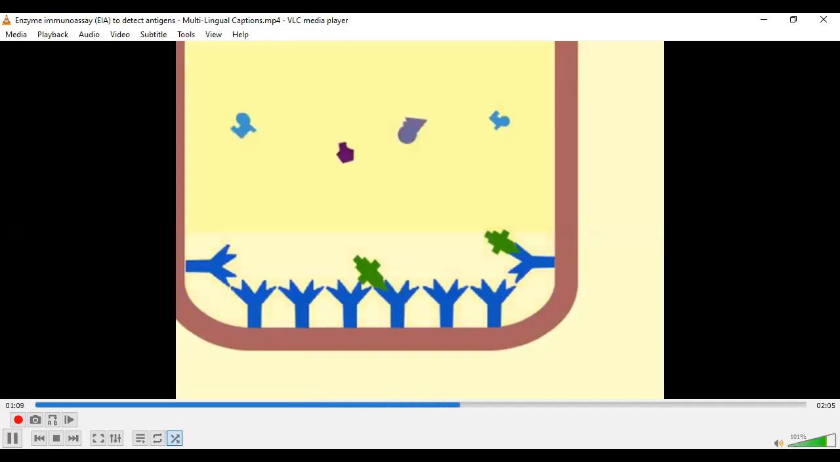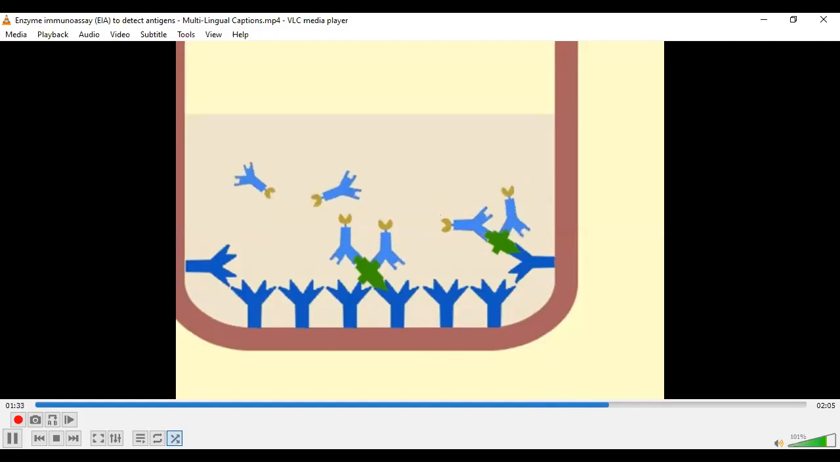The wells are then washed out to remove any of the unattached molecules, leaving the antigen of interest stuck to the wells. Now, a second antibody directed against another epitope on the target antigen is added. These antibodies are conjugated covalently to an enzyme, indicated by the yellow circle at the Fc portion of the second antibody. They bind to the antigen that's fixed in the well, and this provides a second level of specificity for the assay. The wells are washed again to remove any unbound antibodies, and in the final step, a solution of a chromogenic enzyme substrate is added.